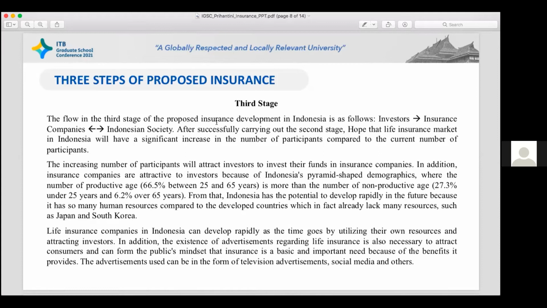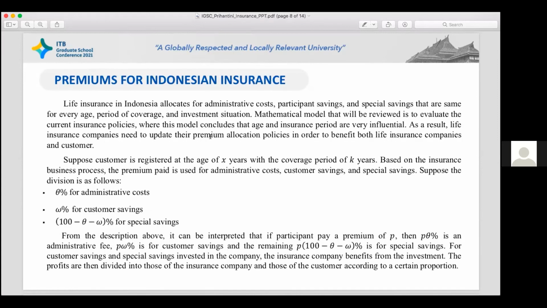This is our model, the premium for Indonesian insurance. Life insurance premium in Indonesia is allocated for administrative costs, participant saving and special saving, the same for every stage, period of coverage, and situation. It will be what the current insurance policy is, where this model and insurance period are very independent.